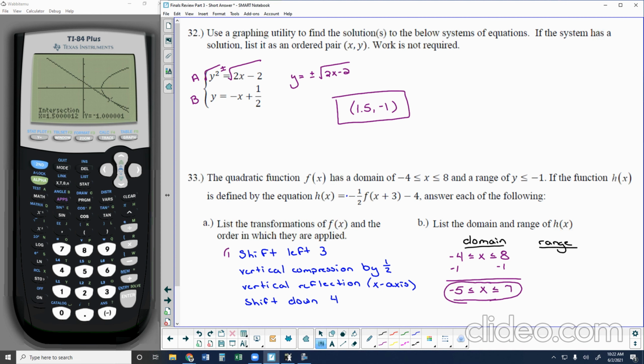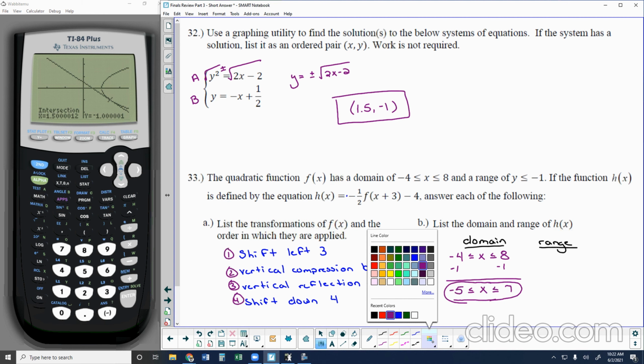Let me order these real quick. So we did the first operation, and it was the only operation that affected the domain. The others are all vertical, and so they're going to affect the range. So the range is y is less than or equal to -1.